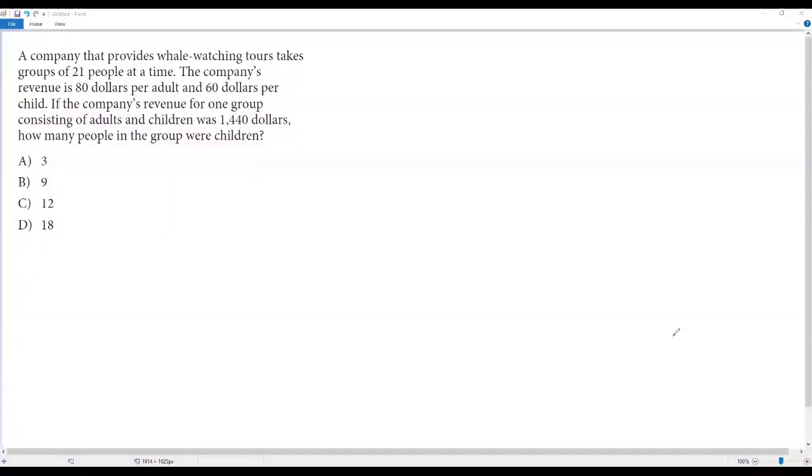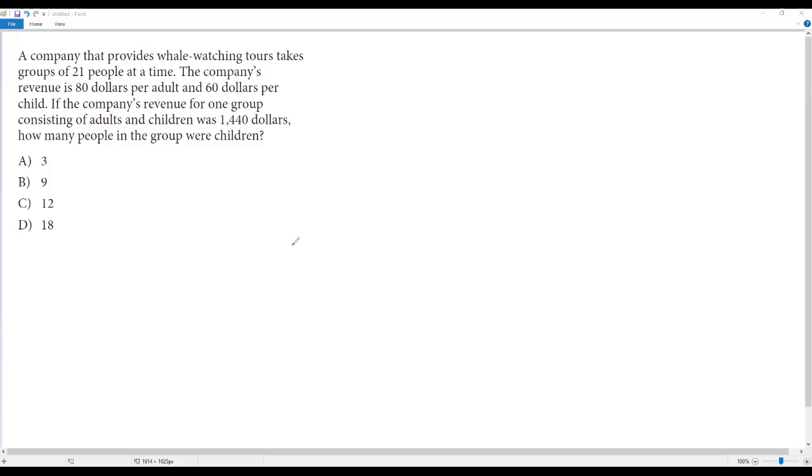Here we have a SAT math question. Okay, let's go over the question. A company that provides whale watching tours takes groups of 21 people at a time. The company's revenue is $80 per adult and $60 per child. If the company's revenue for one group consisting of adults and children was $1,440, how many people in the group were children?